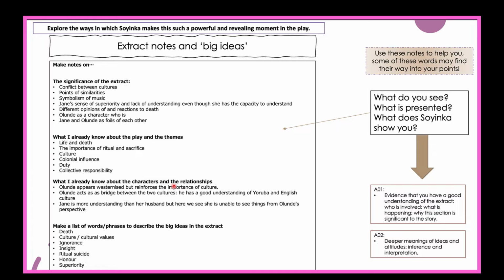What do you already know about the characters and the relationships? And then also you can make a list of words and phrases that just come to your mind when you're thinking about, okay, what are the big ideas, or what are the overarching ideas that Soyinka is trying to show me in this particular extract?